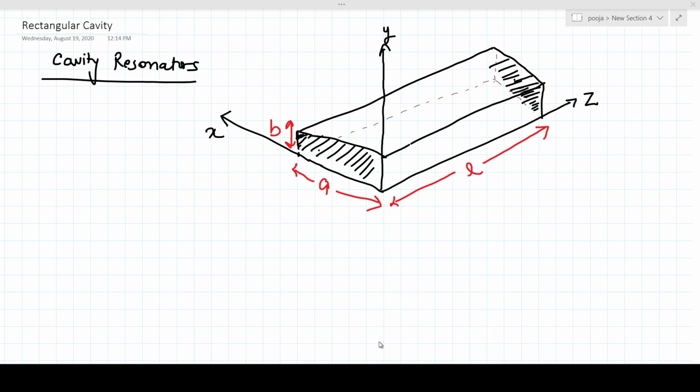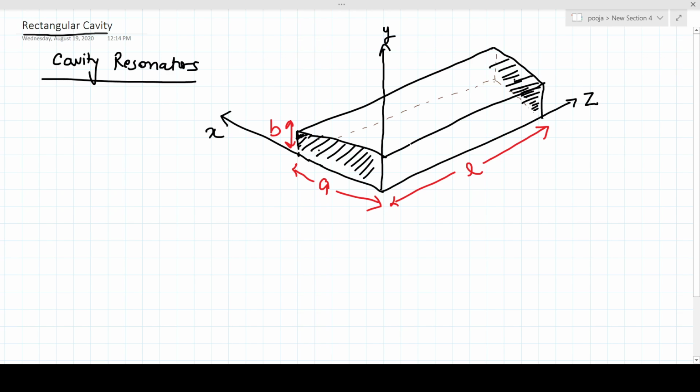Hello students, in this lecture we'll study cavity resonators, and in particular the rectangular cavity. Rectangular waveguide we have already seen. It was a hollow metallic tube used for guiding electromagnetic waves. The Z equal to 0 plane and Z equal to L plane were open in the rectangular waveguide.